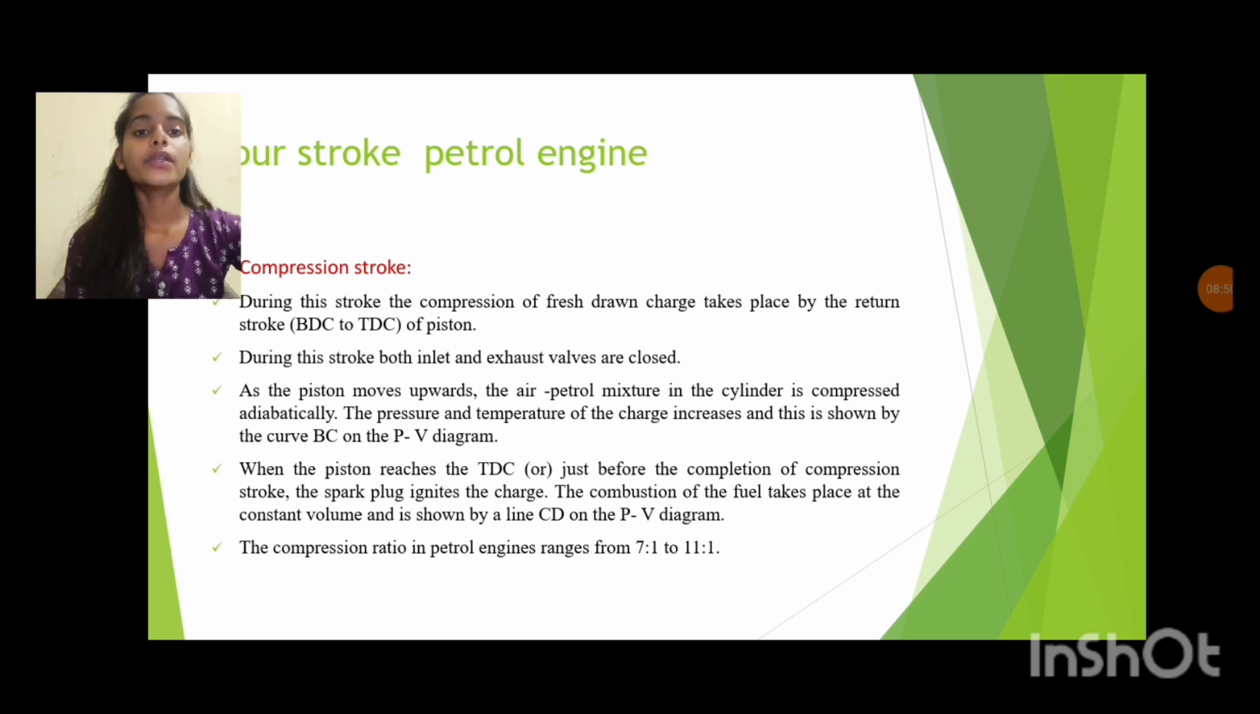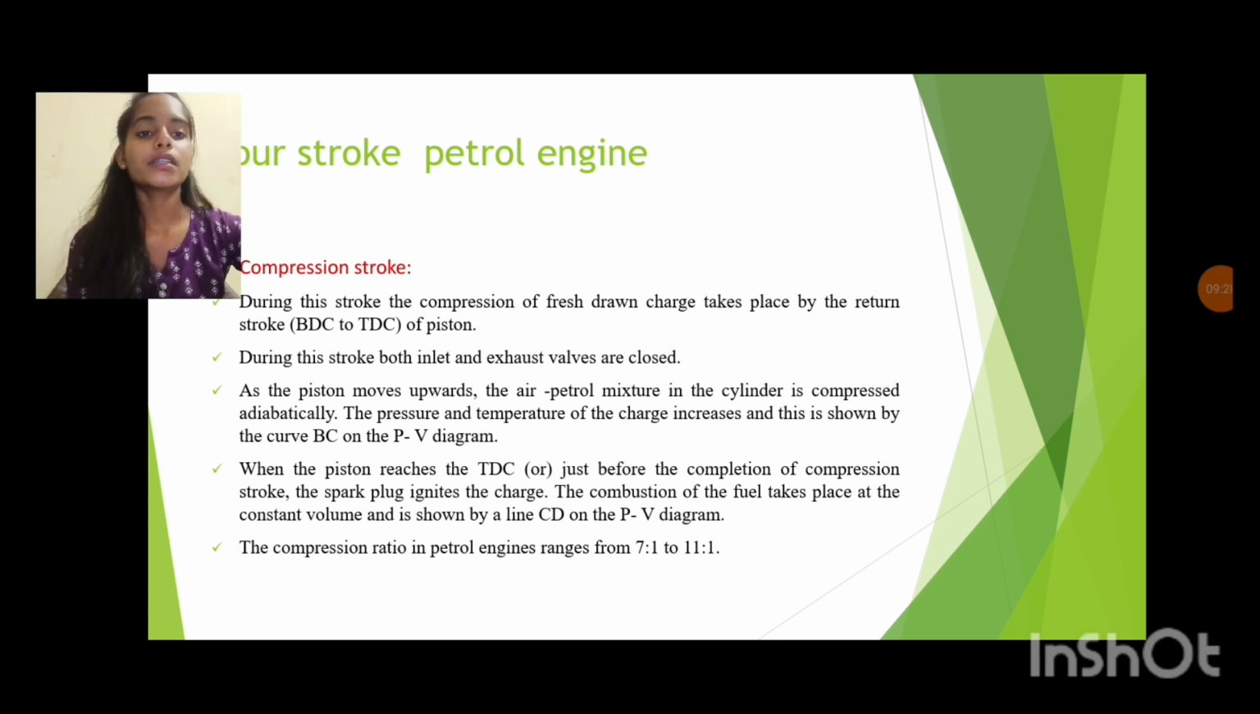Compression stroke. During this stroke, the compression of the fresh charge takes place by the return stroke of the piston from BDC to TDC. Both inlet and exhaust valves are closed. As the piston moves upward, the air-petrol mixture in the cylinder is compressed adiabatically. The pressure and temperature of the charge increase, and this is shown by the curve BC on the PV diagram.